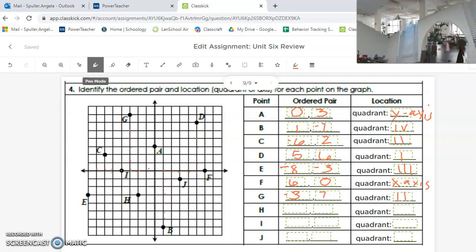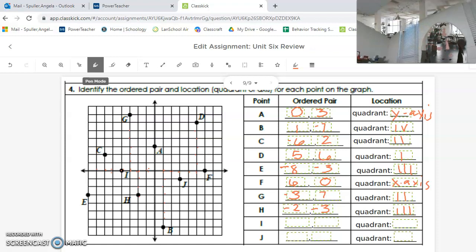H, I went over 1, 2, so negative 2 because I went to the left. Down 1, 2, 3. Going down means negative 3, and that's in quadrant 3. All right, go ahead and pause the video and do I and J yourself, and then come back and see if you got them correct.